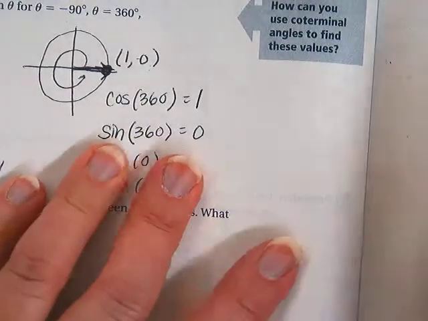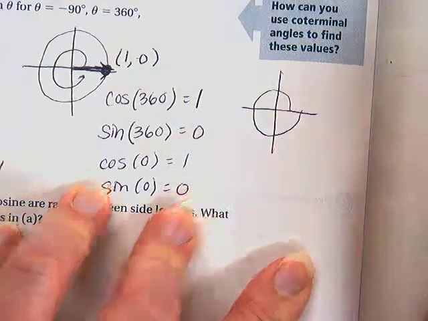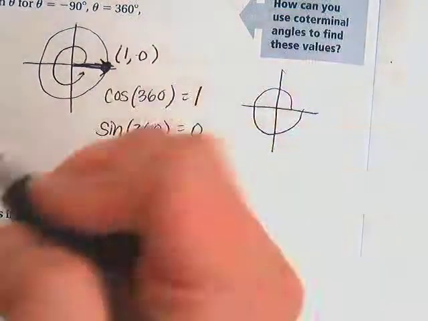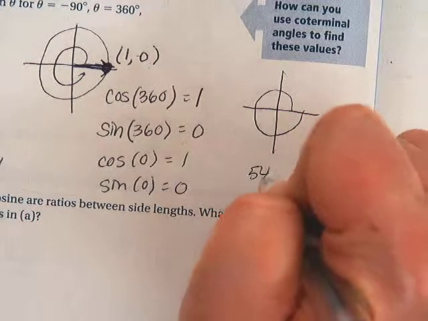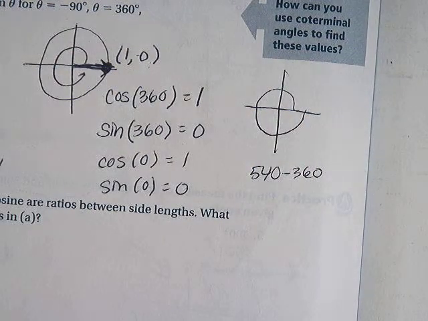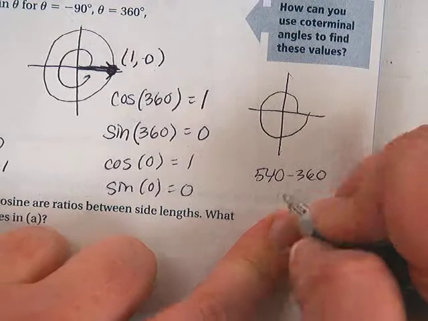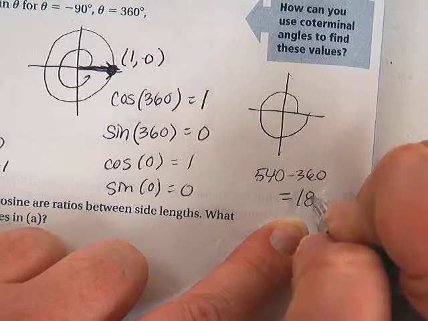Alright, now 540 degrees. First thing we want to do is figure out which angle that's coterminal with. So let's take 540 and subtract 360. Gives us 180.